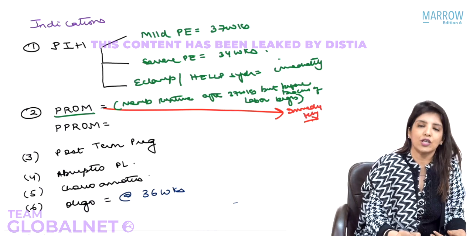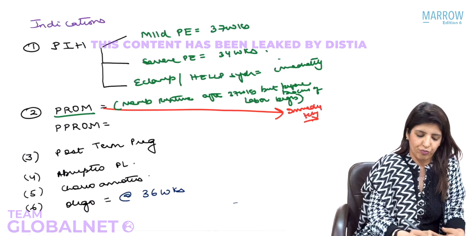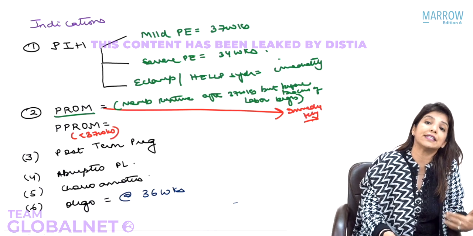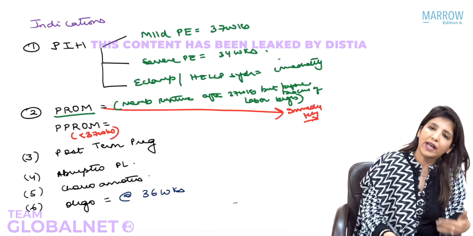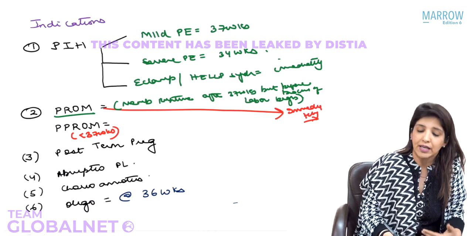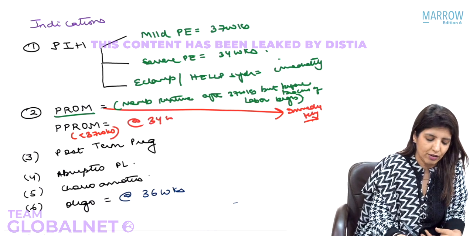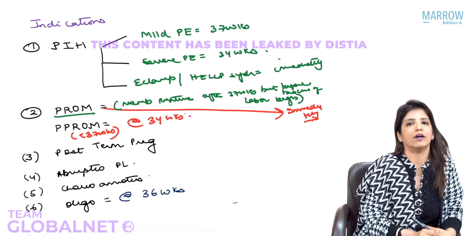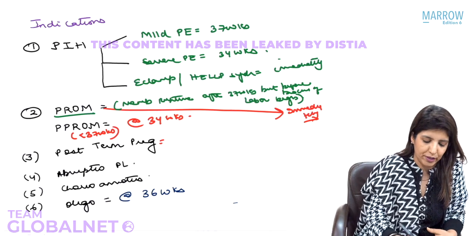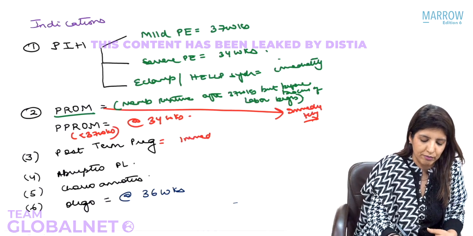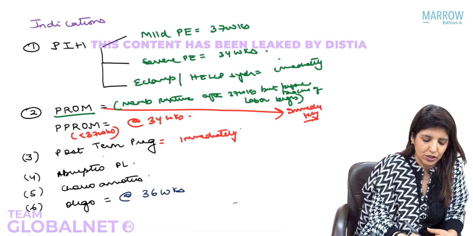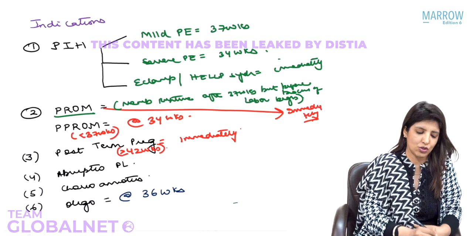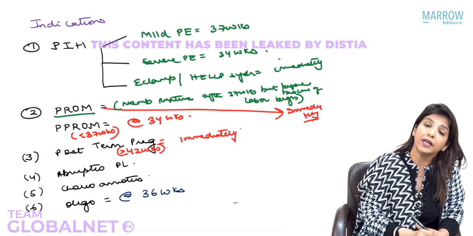But if it is a case of preterm premature rupture of membranes, which means membranes are ruptured at less than 37 weeks, right? Then when do you induce labor? Think and tell me. It was at 34 weeks. In a post-term pregnancy, when do you induce labor? In a post-term pregnancy, you induce labor immediately. Why? Because post-term means that the pregnancy is more than or equal to 42 weeks. So you are going to induce labor immediately.